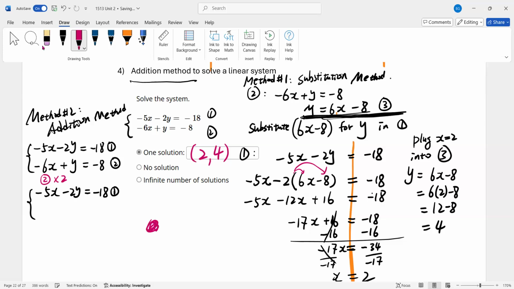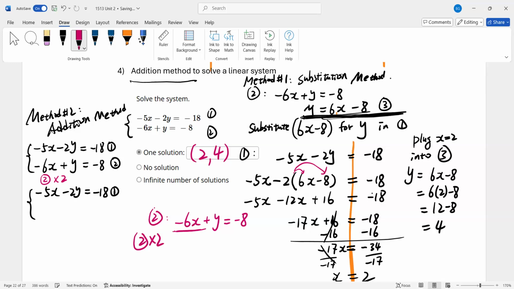Equation 2 has 3 terms in it: -6x plus y equals -8. I'm going to multiply all the 3 terms by 2. Multiply equation 2 by 2.